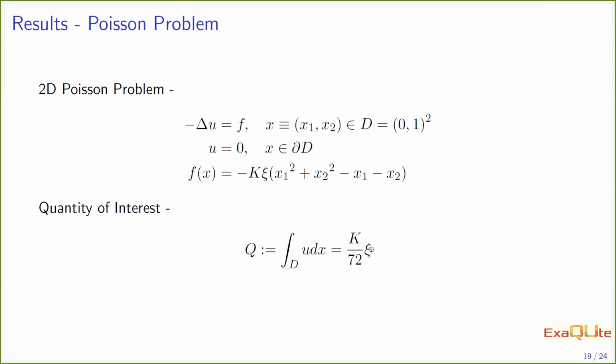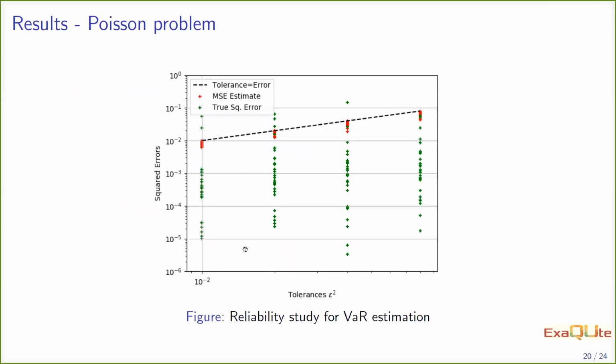We've chosen xi to be a beta random variable with parameters 2 and 6 for the mean and variance, and so we know exactly what the quantile is supposed to be for this quantity of interest. I present here what's known as a reliability simulation. So the y-axis is squared errors and the x-axis is tolerance.